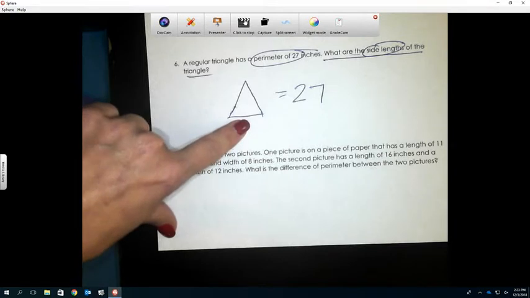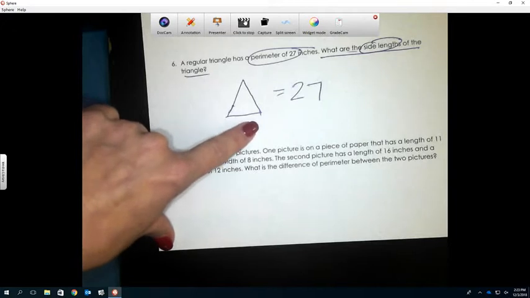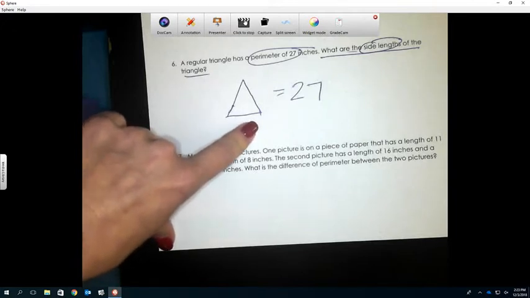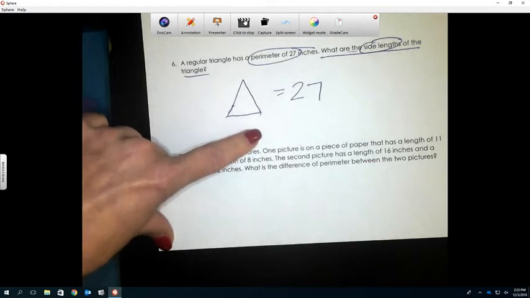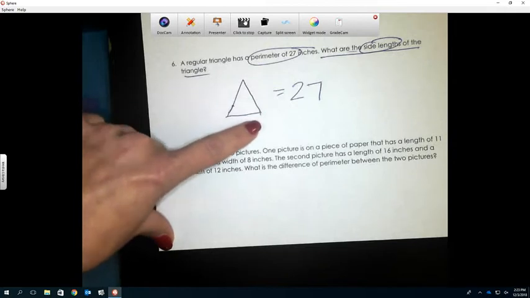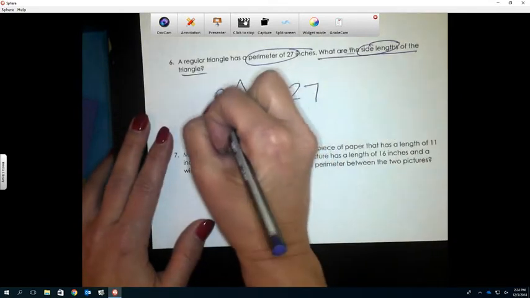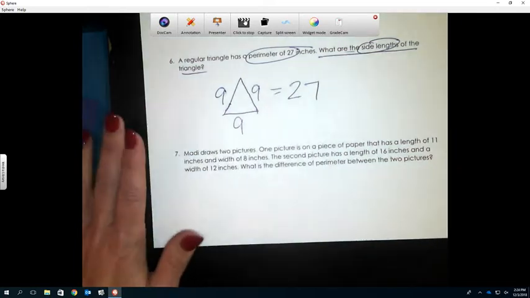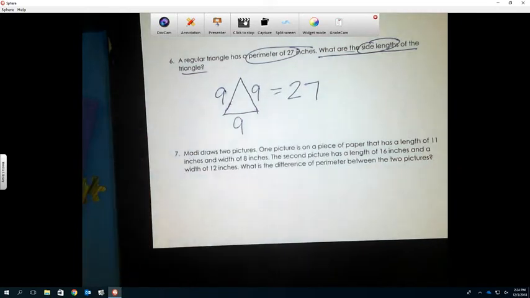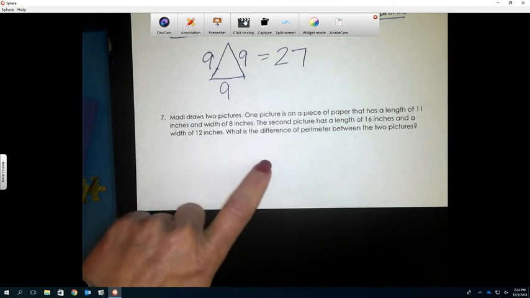18. Let me try 7. 7 plus 7 plus 7, if I skip count, 7, 14, 21. That didn't work. What if I do 8? Let's skip count with me. 8, 16, 24. That doesn't work. Let's do 9. 9, 18, 27. So what are each of the side lengths? 9. We did it. Okay, so I want to see the picture on every problem so we don't make a silly mistake. This one is a multi-step perimeter problem. I need to see all of the work.